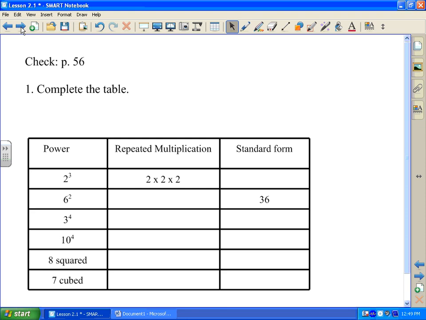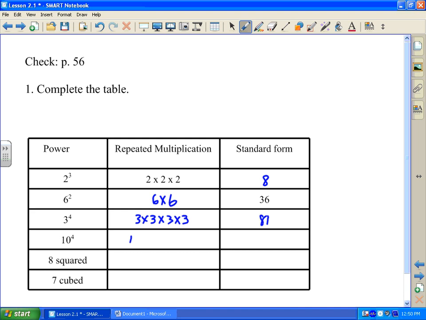All right, so let's fill in this table. Notice 2 to the power of 3, or 2 cubed, as repeated multiplication is 2 times 2 times 2. In standard form, that should be 8. Now 6 to the power of 2, we'd call that 6 squared. So it's really 6 times 6, which is 36 in standard form. 3 to the power of 4, we'd write that as 3 times 3 times 3 times 3. The way I would do that is 3 times 3 is 9, and 3 times 3 is 9, and 9 times 9 is 81.